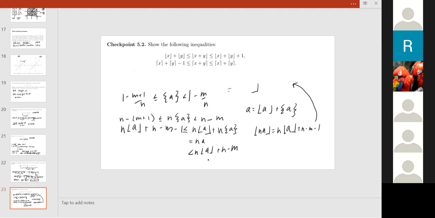So now we have this checkpoint, and you guys can try it yourself now. And we'll be taking a 5-minute break now.